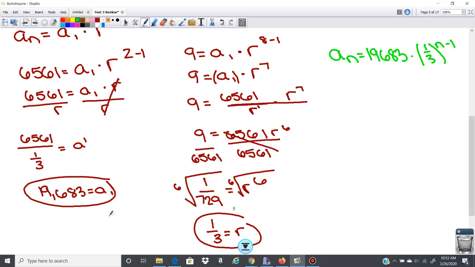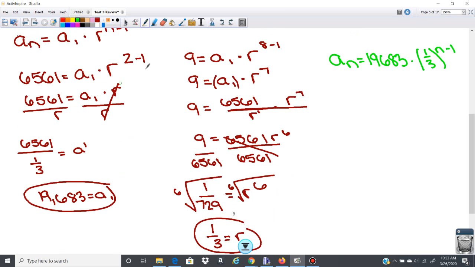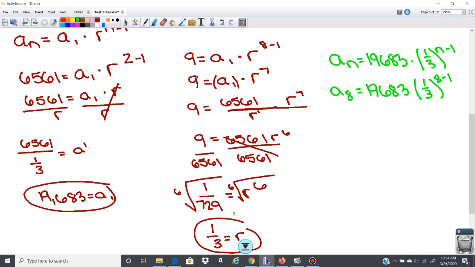If I wanted to check that, let's check with the 8th term. Yes, the 8th term was 9. So let's plug 8 in here: a sub 8 equals 19,683 times 1/3 to the 8 minus 1. To check this, I put the fraction 1/3 in parentheses to the 7th, 8 minus 1, and then multiply that by 19,683. And I get 9. So a sub 8 equals 9. It checks out.